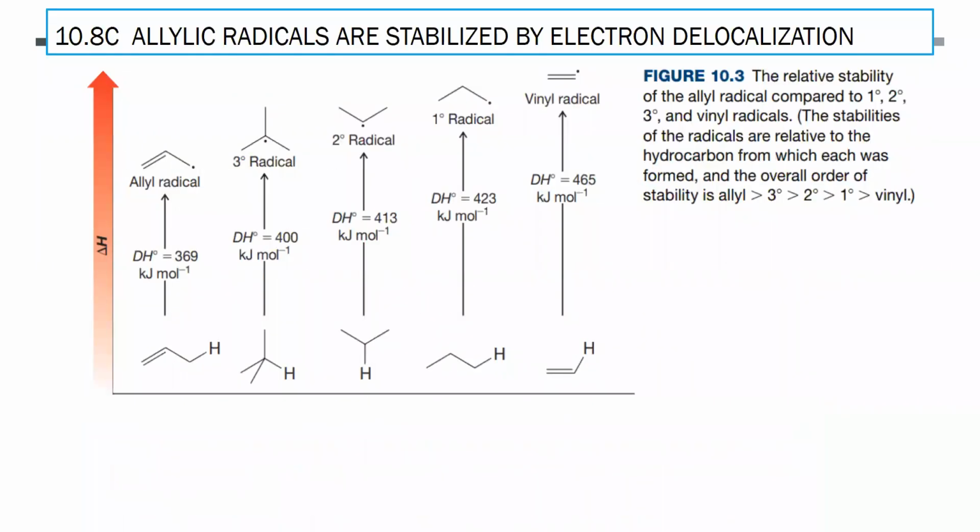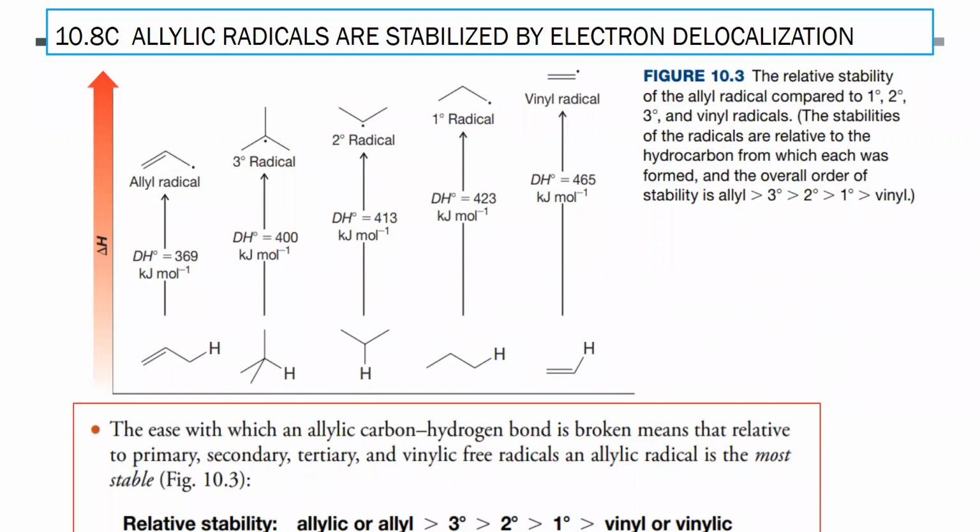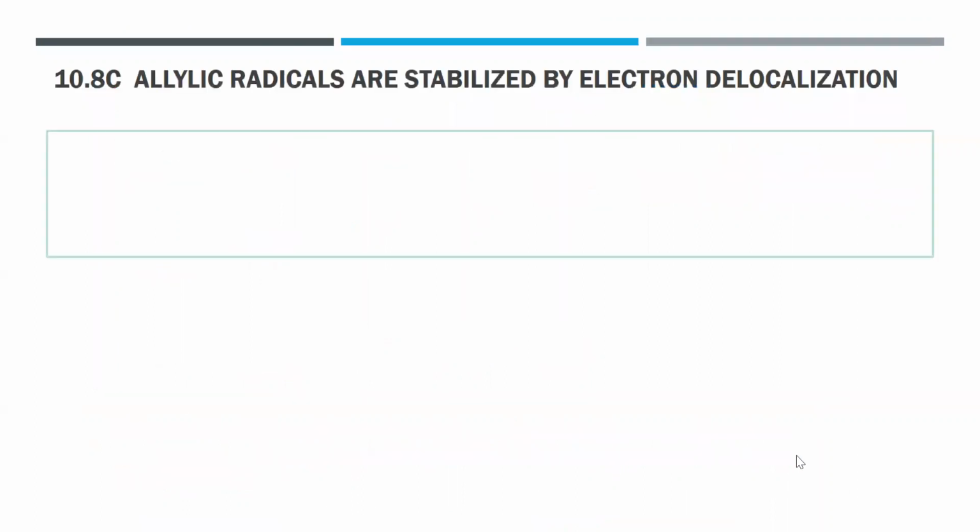So again, we discussed that last time, the mechanism of radical reactions. Of course, once you have your radical, you do substitution reactions with your halogen, and we learned the stability of the allylic radical last time. It is more stable than even a 3-degree, 2-degree and 1-degree radical, and even more than a vinyl radical. And this is the same trend that we have learned with carbocations.